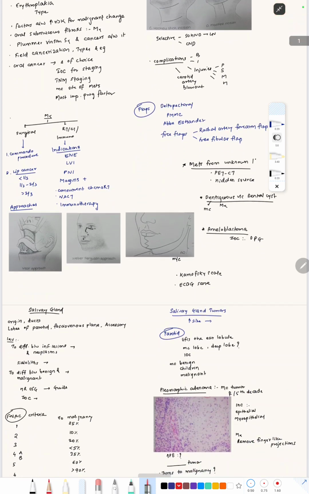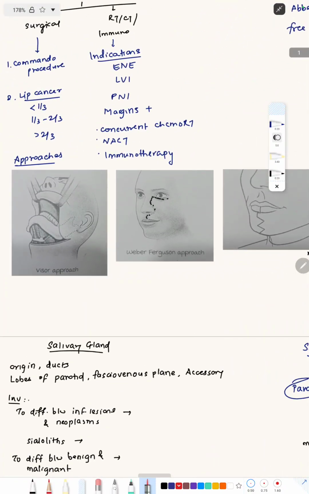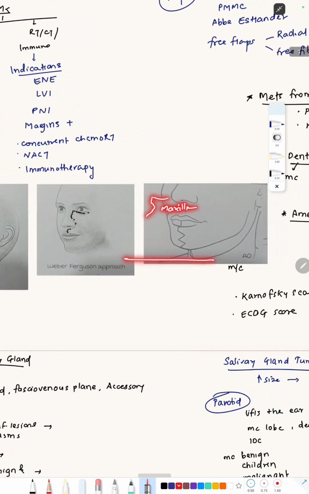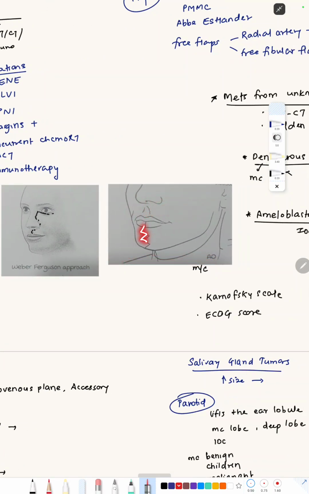Now there are different approaches to this. Over here, the first is called the visor approach. In the visor approach, we can easily resect the mandible and the floor of mouth is visualized. Next is the Weber-Ferguson approach, which is generally done for upper lip. Easily the maxillectomy can be done. Then the next is the lip split approach. This lip split approach is the most common type of approach that is preferred.